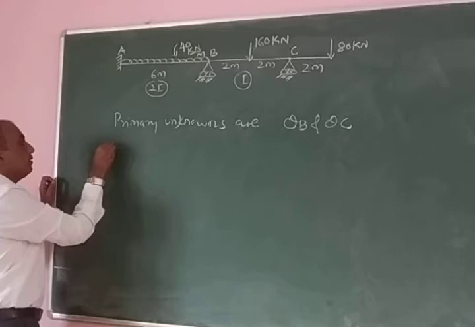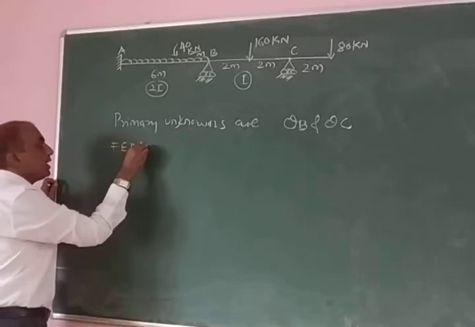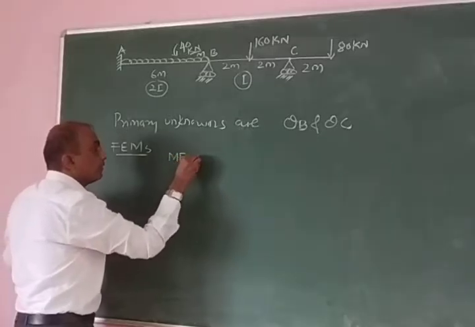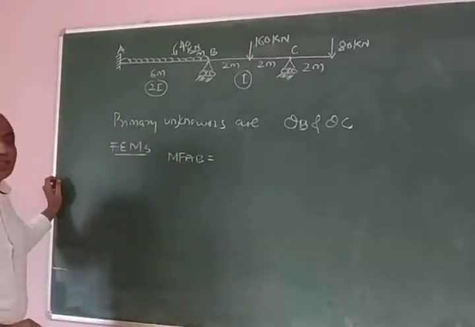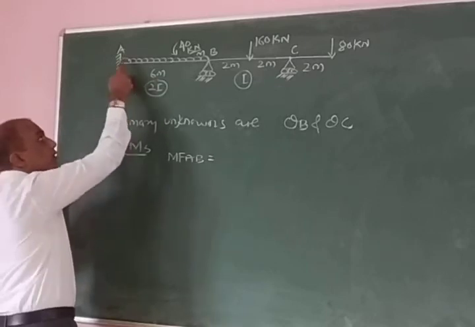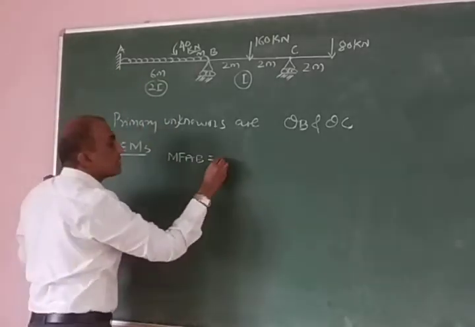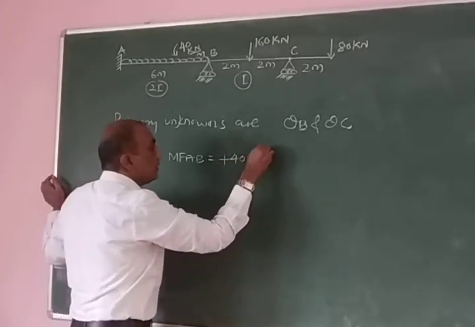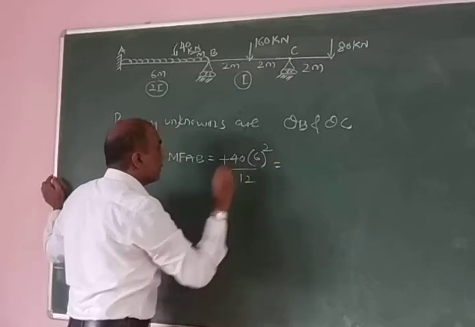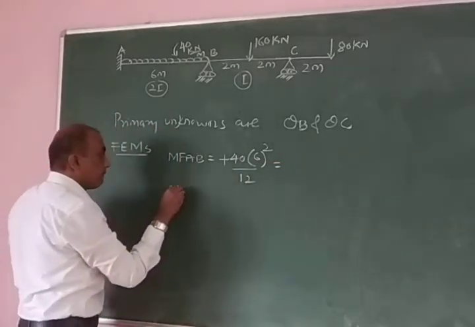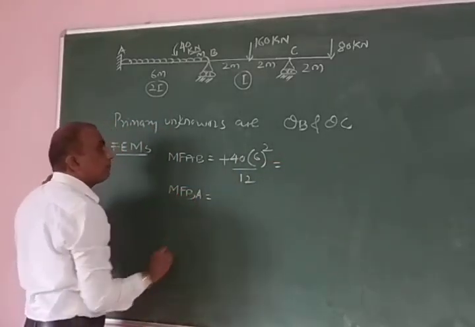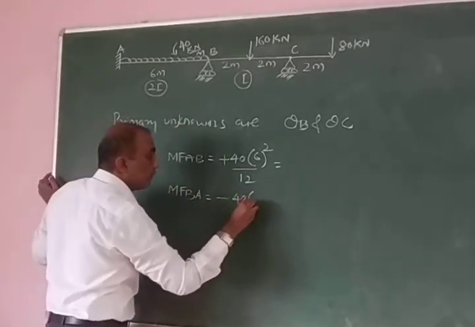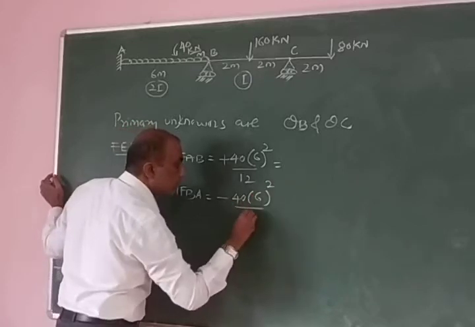Now after this, let us write down fixed end moments using standard formula. MFAB. The standard formula is WL square by 12. It is anti-clockwise, so it is positive. MFAB is plus 40 into L square, 6 square, divided by 12. MFBA is minus WL square upon 12, 40 into 6 square divided by 12.